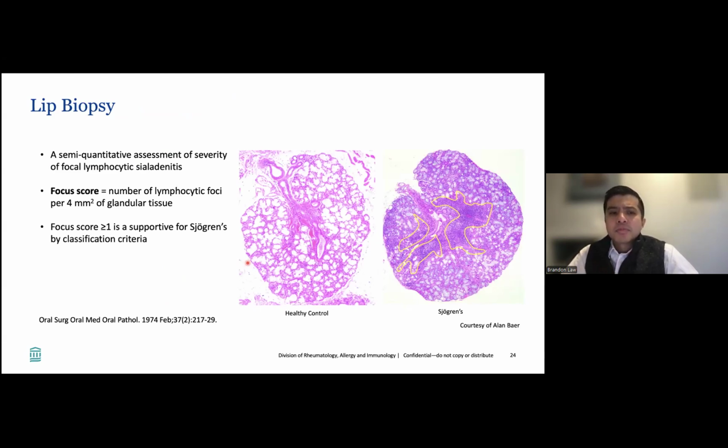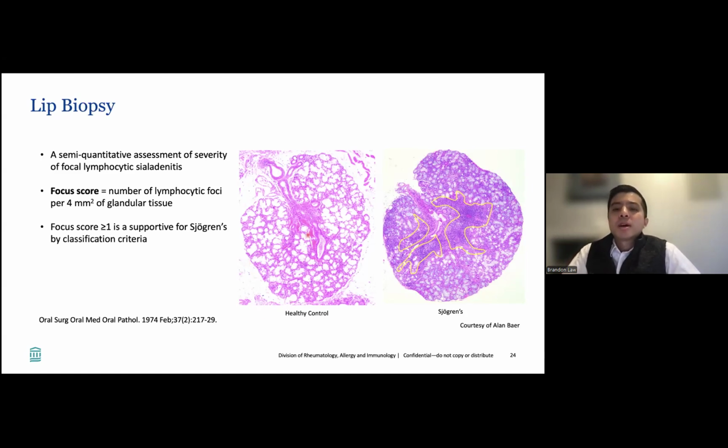And then a small incision is made in the lower inner lip, and a small piece of minor salivary gland is taken. So we have salivary glands that line our inner lip, and we can take a small piece, send it to pathology, look at it under the microscope, and see evidence of inflammation that may be indicative of or supportive of Sjögren's.